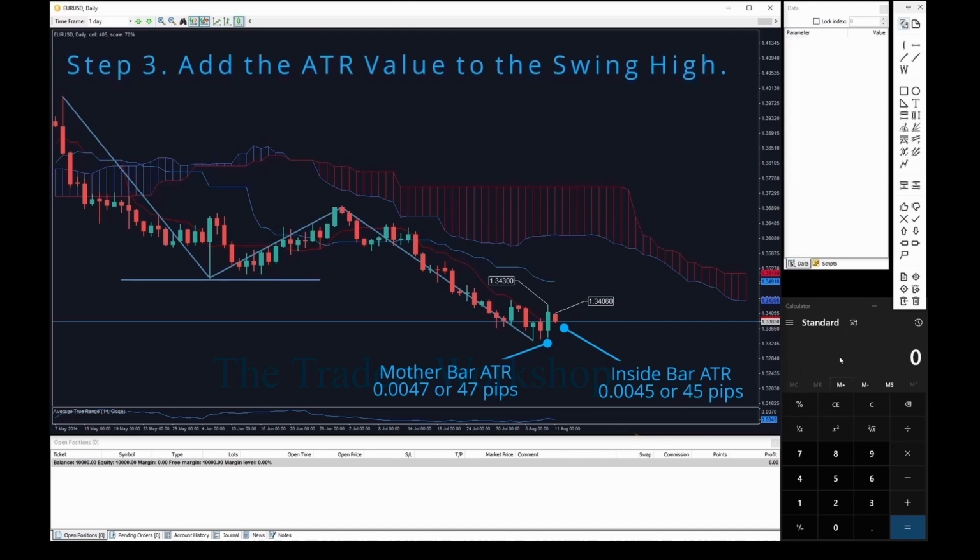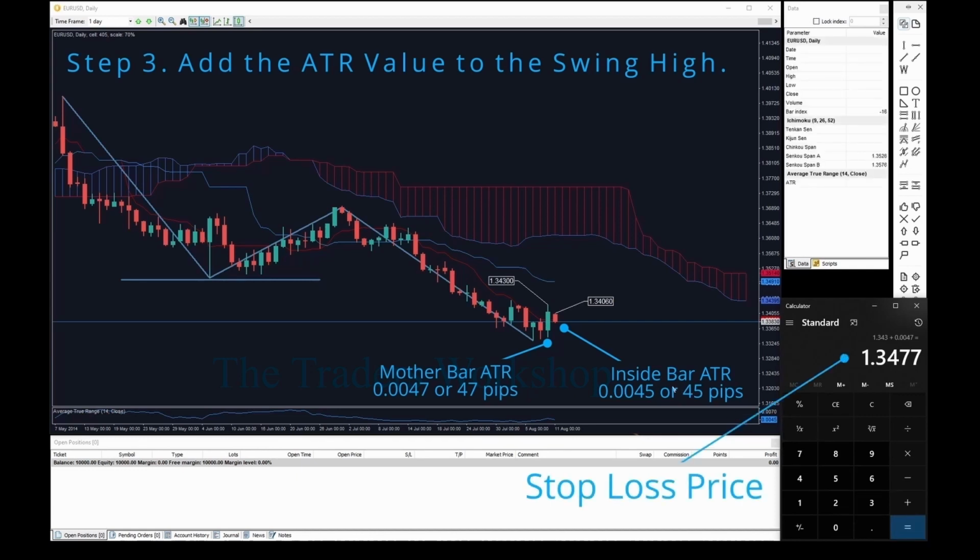For step 3, add the ATR value to the swing high. The high of the mother bar at 1.34300 plus the ATR value at 0.0047. And this will be the stop-loss price at 1.3477.